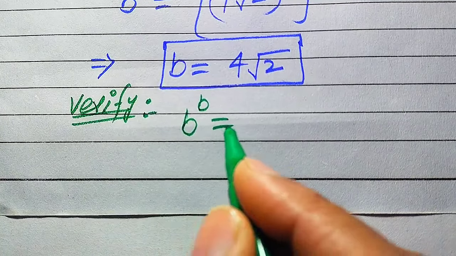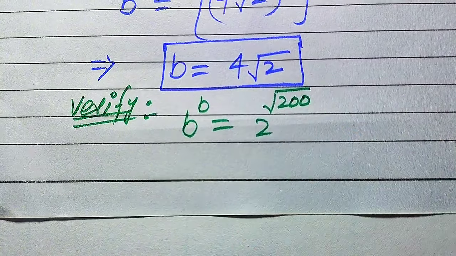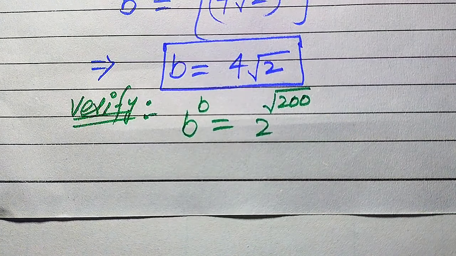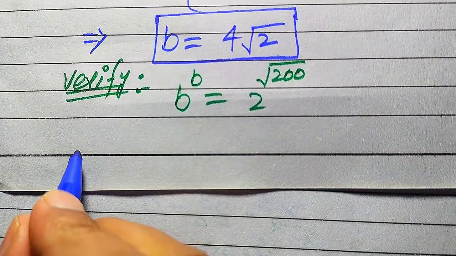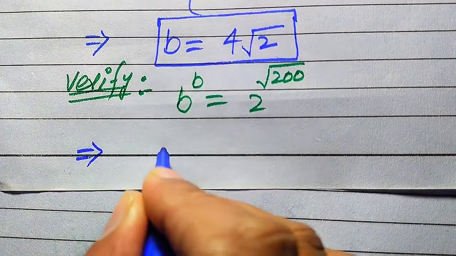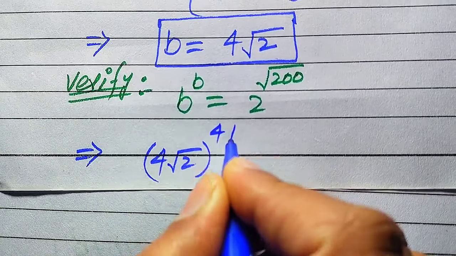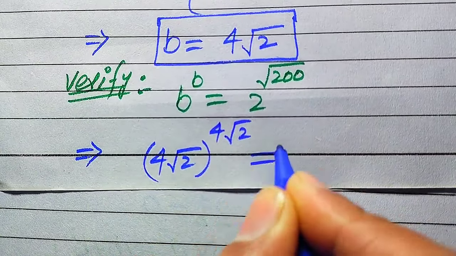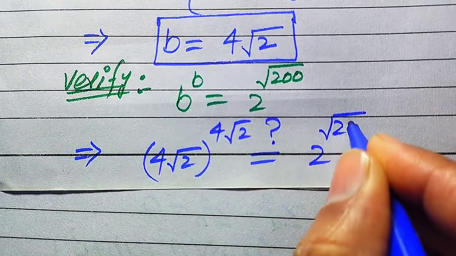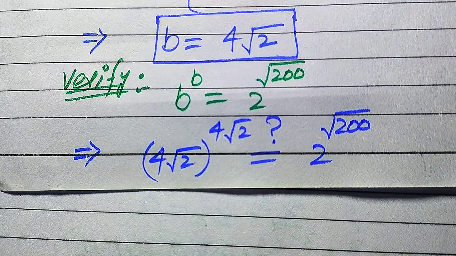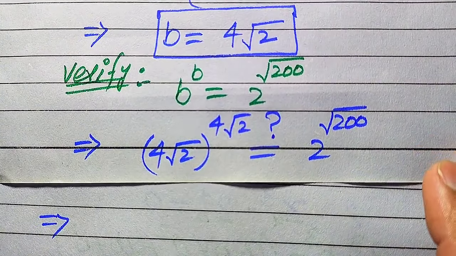Here it is b to the power of b is equal to 2 to the power of square root of 200. So here we substitute this value of b into the left hand side, and it will be written as 4 times square root of 2, and its whole exponent is 4 times square root of 2, and we will check whether this equals 2 to the power of square root of 200 or not. So here we need to do some working on the left hand side.